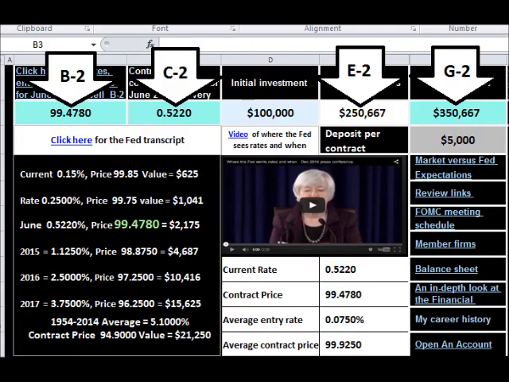Once again, let's assume that the Federal Reserve is correct about the rate they set, and the June delivery goes to 0.5220%. Enter 99.4780 in cell B2. The Fed's target rate of 0.5220 will show in cell C2. The net profit of 250,667 will show in E2. The net liquidating value, 350,667, will show in cell G2.